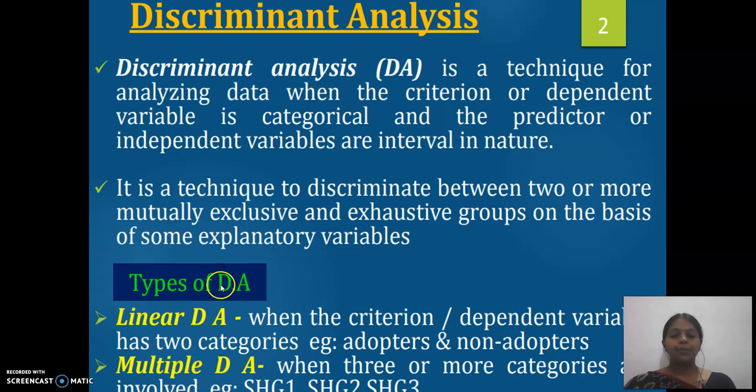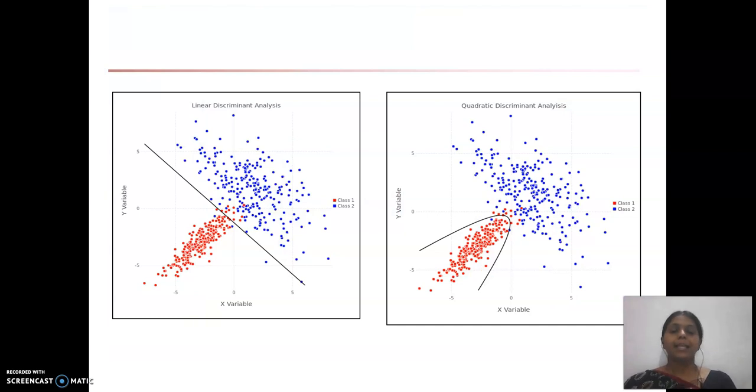or it can be for multiple groups. So the types of discriminant analysis: linear discriminant analysis, where we have only two categories, only two groups, whereas multiple discriminant analysis indicates we have multiple groups, more categories, more groups of observations in the data set. Now, let me show a graphical representation of linear discriminant analysis.